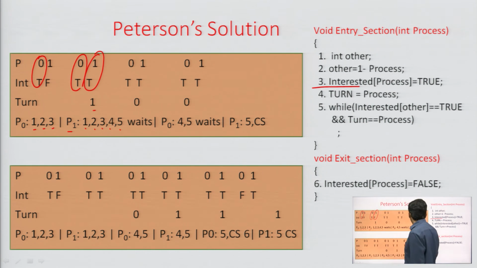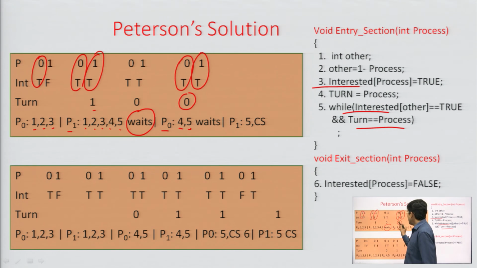P1 is checking the condition, both the conditions are satisfied, because the other is also true and turn equals 1, so it will wait. Now, the P0 process will set turn equals to 0 and then it executes statement number 5. Statement number 5 says if the other's interest is true, yes, in this case both interests are true, and turn equals process, yes, 0, it means it cannot enter, so it will also wait.